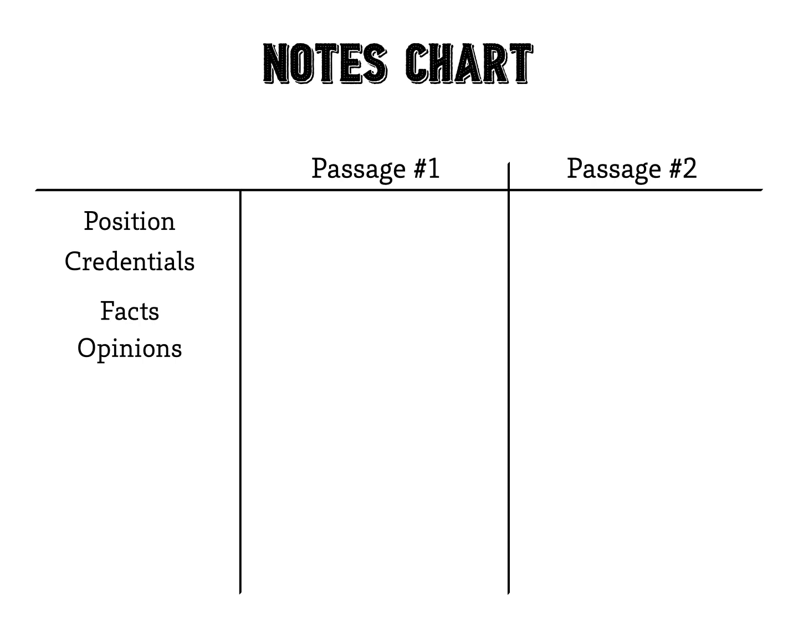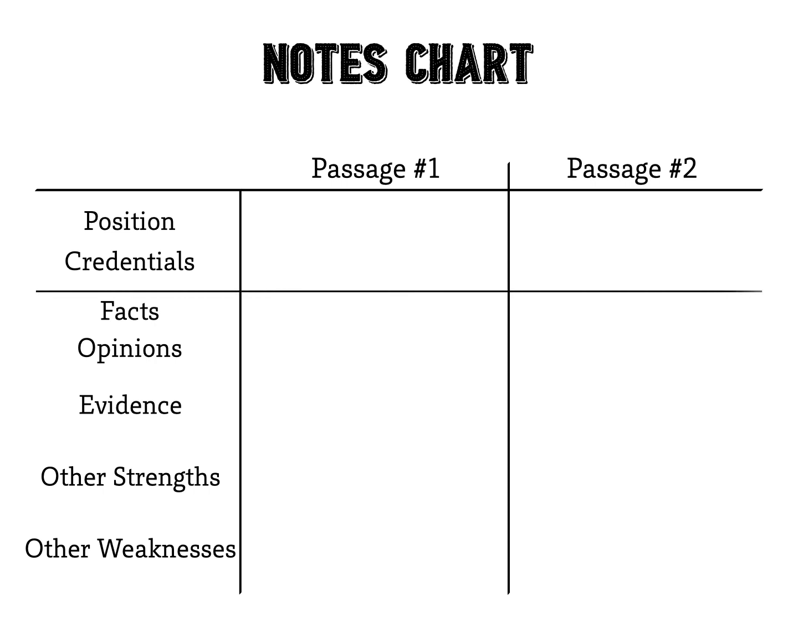We want facts. Then look at the evidence. So you could put a tally mark for how many pieces of evidence they use, or you could make a little note of what evidence they use, what type of evidence. Other strengths, anything you notice that makes the argument stronger. Other weaknesses, anything else that makes it weak. You might find it helpful to put some little lines in here.